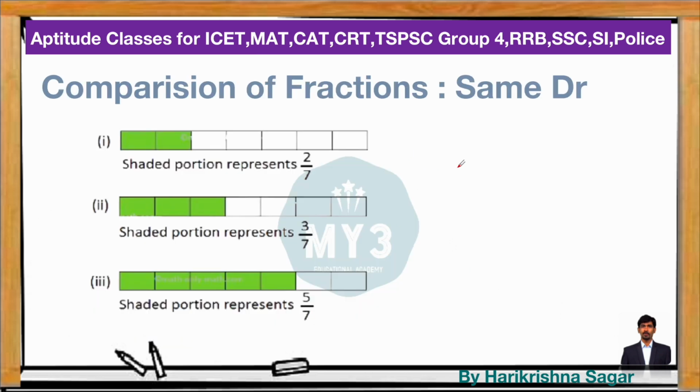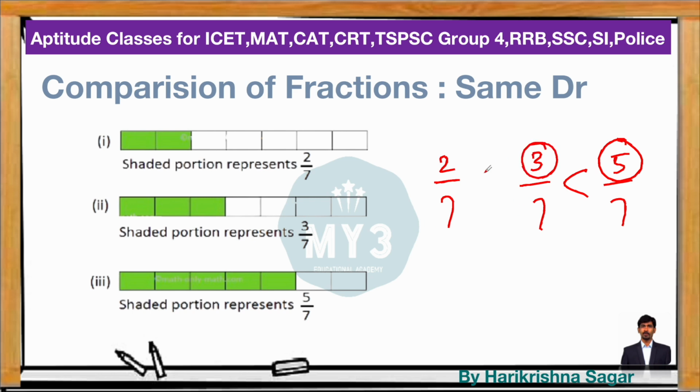For example, if you see fractions which have the same denominator, for example 2 by 7 and 3 by 7, which number is bigger here? Because the same denominator is there, whenever you see fractions with the same denominator, the one with more numerator will be the greatest number. That means 5 by 7 is greater than 2 by 7. If 2 by 7 and 3 by 7 are there, which is greater here? Because same denominator, more numerator, more value. So 3 by 7 is the greatest number.